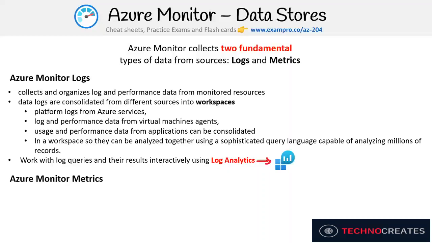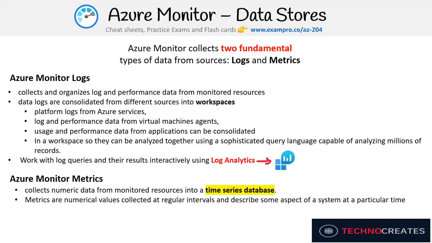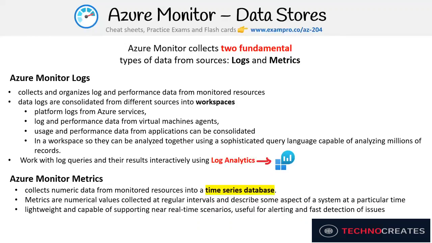which is something we'll definitely be covering. Then there's Azure Monitor Metrics. So this is for the metric side. It collects numeric data for monitored resources into a time series database. Metrics are numerical values collected at regular intervals and describe some aspect of a system at a particular time. Lightweight and capable of supporting near real-time scenarios, useful for alerting and fast detection of issues. And you can analyze them interactively using Metrics Explorer, and we cover that as well.